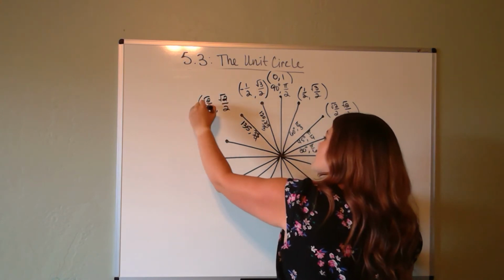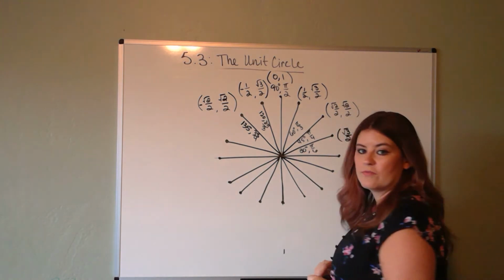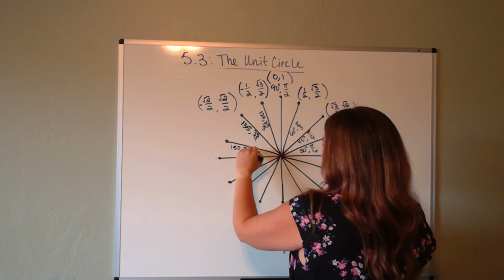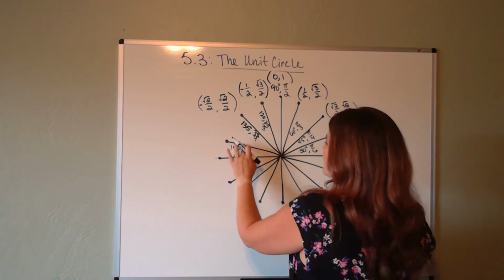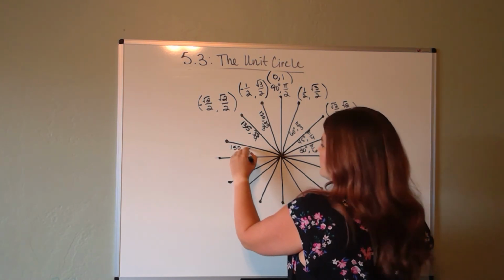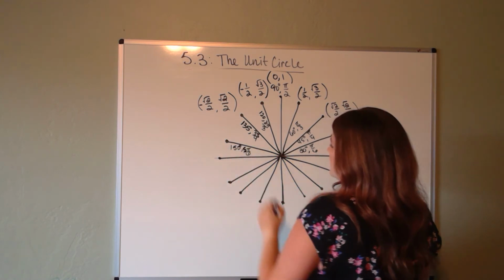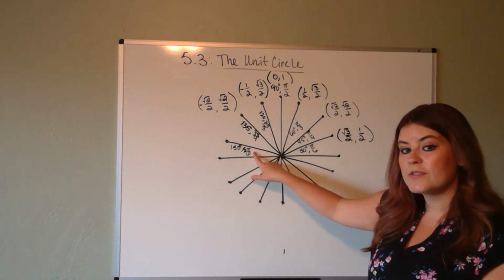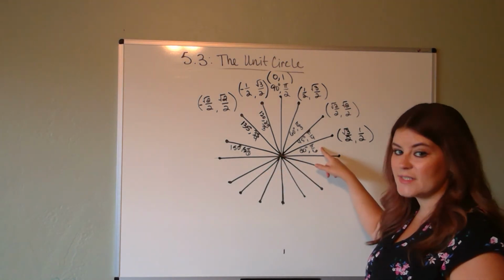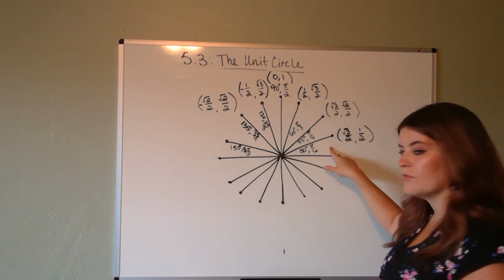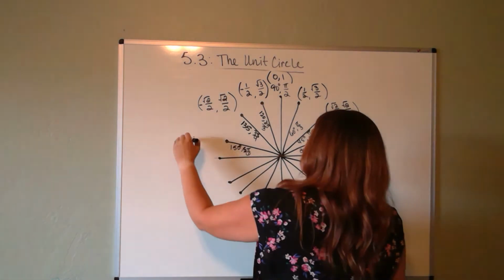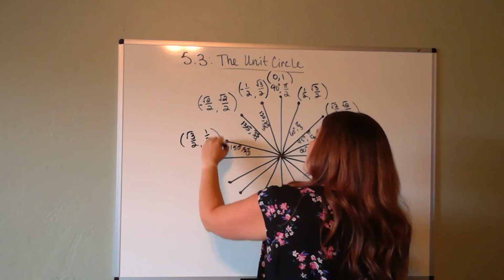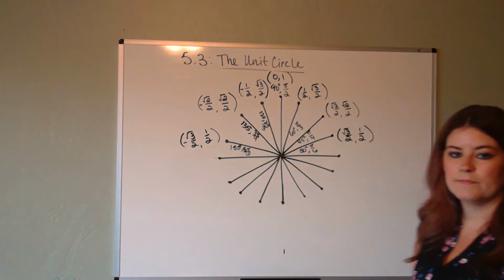But again, because we're in the second quadrant, the x value will be negative. Here's 150, or 5 pi over 6. 5 pi over 6, reference pi over 6, or 150, reference 30. It's going to have the same coordinates as 30, but the x value will be negative because we're in the second quadrant.